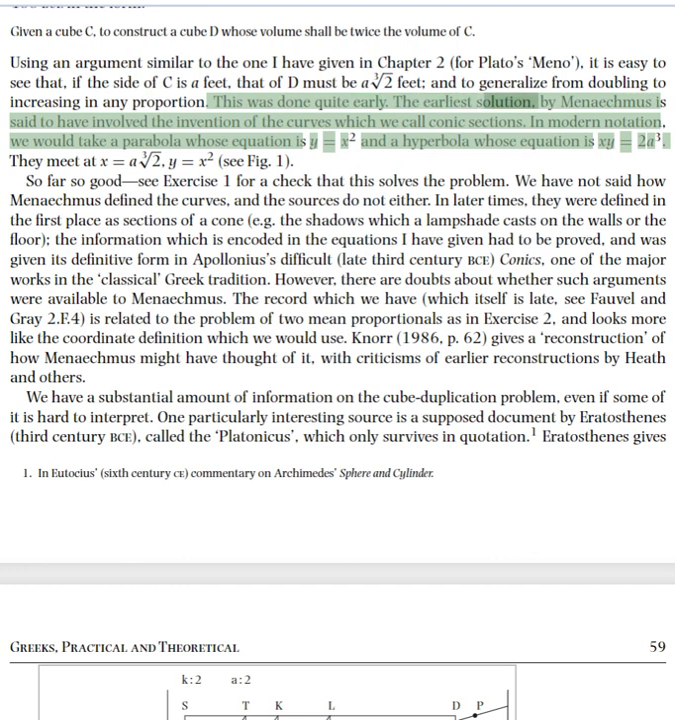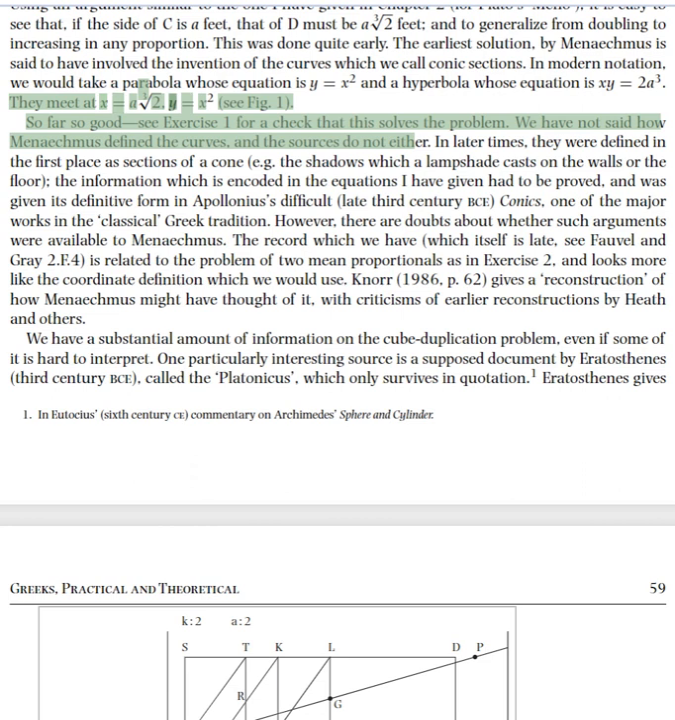The earliest solution, by Menaechmus, is said to have involved the invention of the curves which we call conic sections. In modern notation, we would take a parabola whose equation is y equals x² and a hyperbola whose equation is xy equals 2a³. They meet at x equals a∛2, y equals x². So far so good. See exercise 1 for a check that this solves the problem.